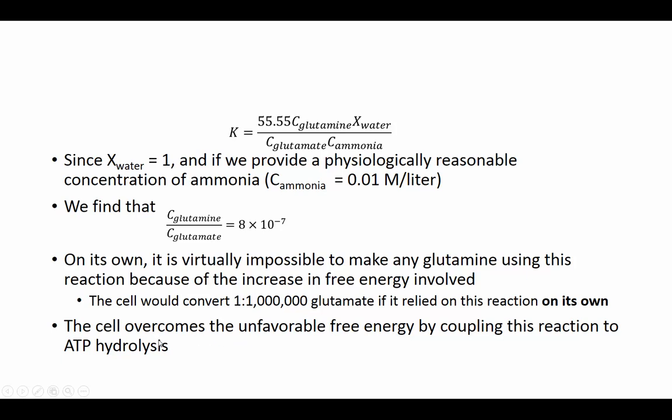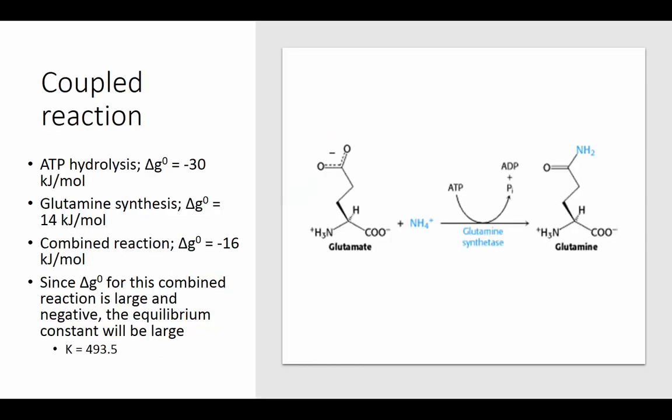So how does the cell deal with it? Well, we already talked about that. The cell overcomes this unfavorable free energy by coupling this glutamate to glutamine reaction with ATP hydrolysis. And so the coupled reaction would look like this, where we have glutamate plus ammonia or ammonium, and the glutamine synthase would hydrolyze ATP to ADP and phosphate to get the energy and give us glutamine.